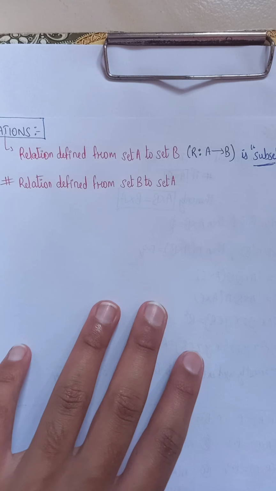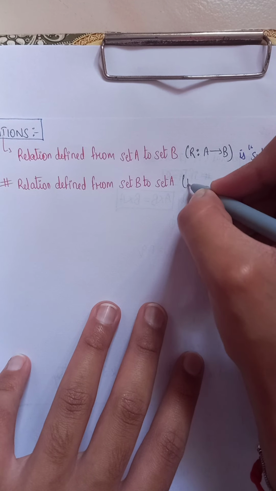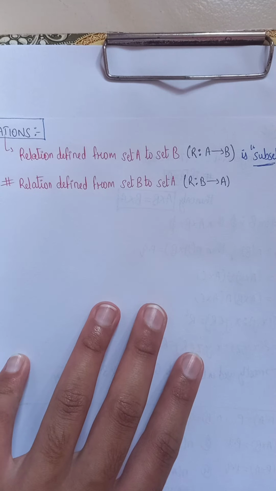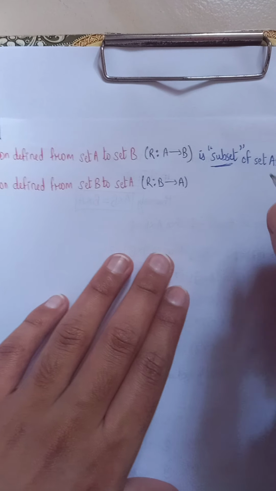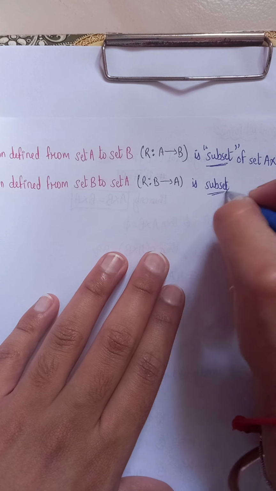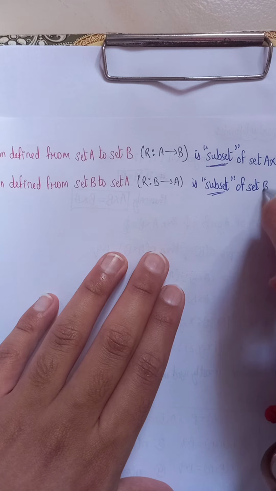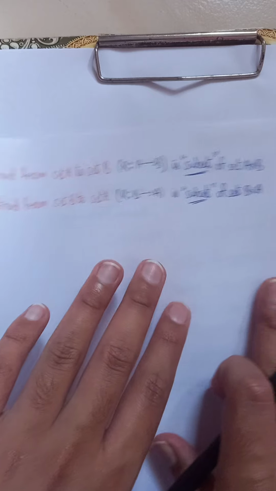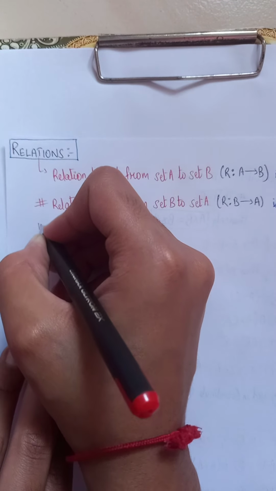Now a relation defined from set B to set A, such that B to A, means it is a subset of set B cross A. How to calculate set B cross A? You already know that.